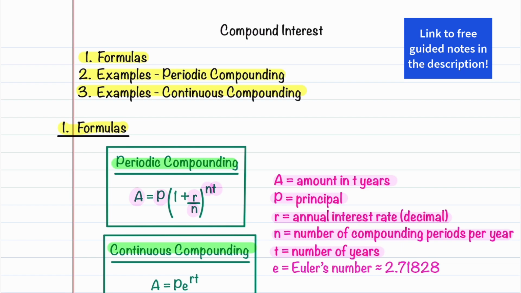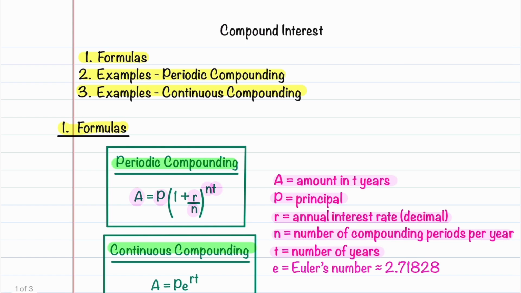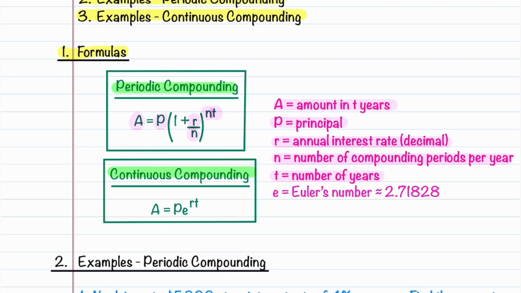Now let's look at the formula for continuous compounding. Unlike periodic compounding, continuous compounding assumes that interest is added at every instant rather than at set intervals. The formula for continuous compounding uses many of the same variables that the periodic compounding formula does. It uses A, P, R, and T. And then the formula also has the letter E in it. And E is Euler's number, and it's approximately 2.71828.